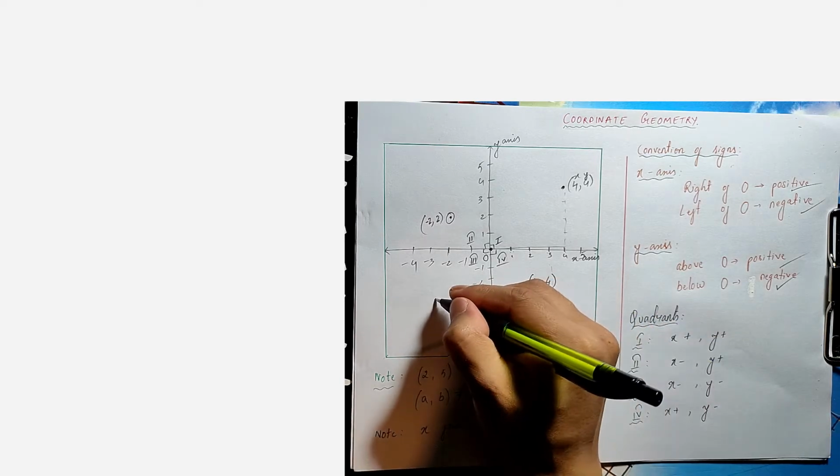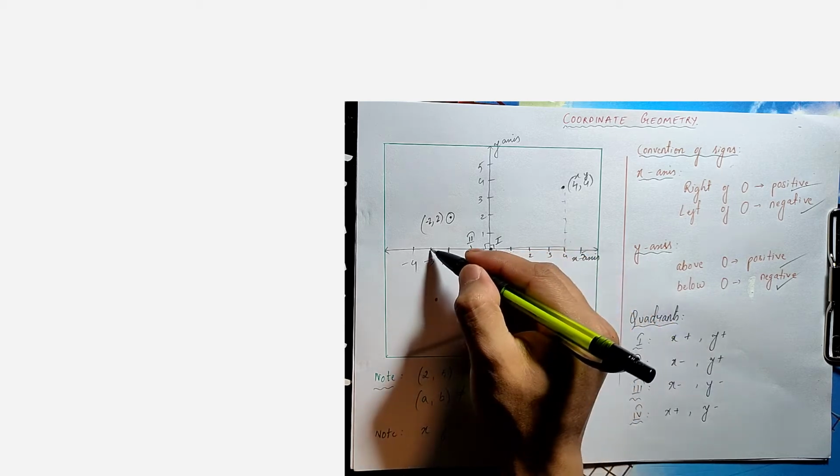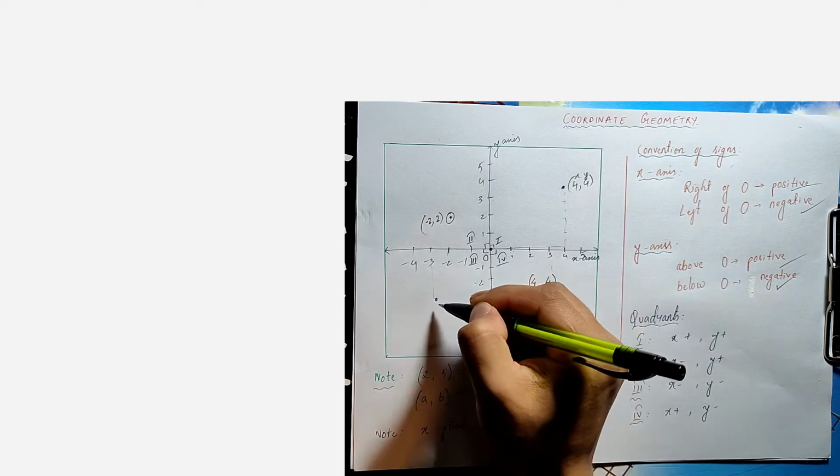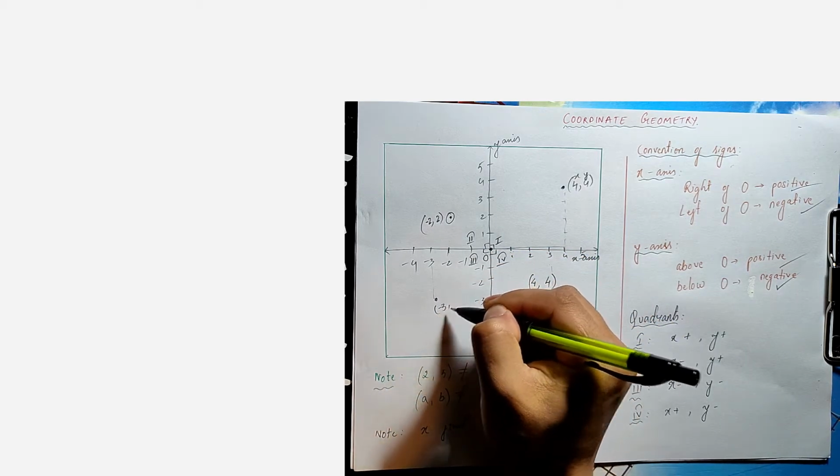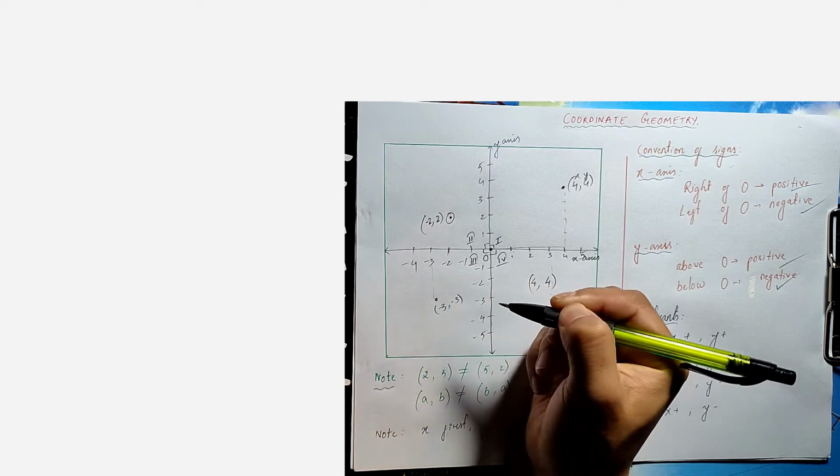Let's take another point, that is here. So first the x-axis, so minus 3, and then the y-axis, minus 3. So this point will be minus 3 comma minus 3.